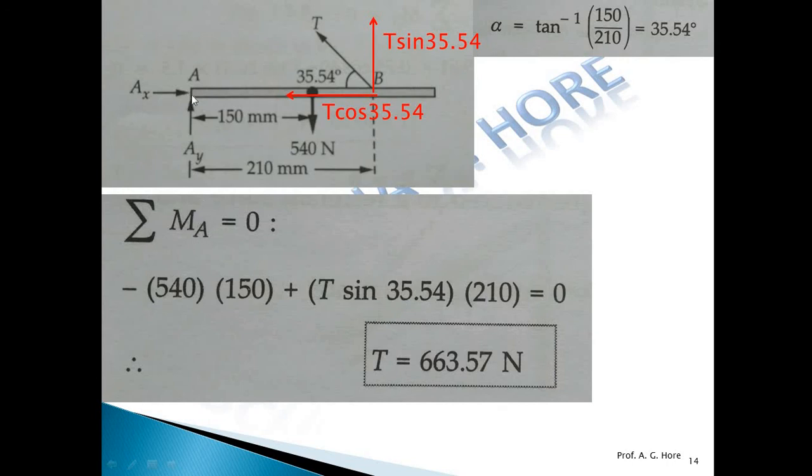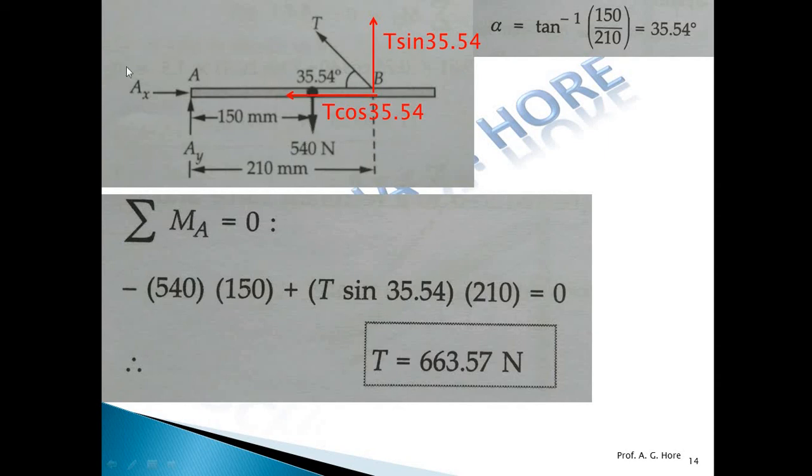If we apply the moment equation at point A, AX and AY are passing through the point A, so both forces' moments are 0 because perpendicular distance is 0. Now this horizontal component of tension is also passing through the point A, so the moment of this T cos 35.454 is also 0. इस force का horizontal component जो tension का, उसका भी moment 0 आएगा क्योंकि ये point A में से pass हो रहा है. Now remaining is 540, which is vertical, and this is also vertical. So for this vertical force, horizontal is the perpendicular distance.